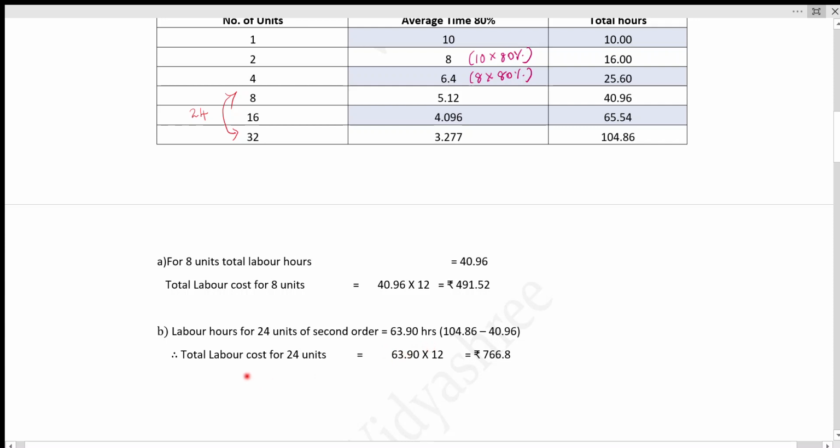Now we got to know the labor hours required to produce 24 units. Now we can easily calculate the labor cost. So take the labor hours, multiply by the per hour rate of Rs 12. So you get the labor cost, that is Rs 766.8. Now let us move on with the second problem.